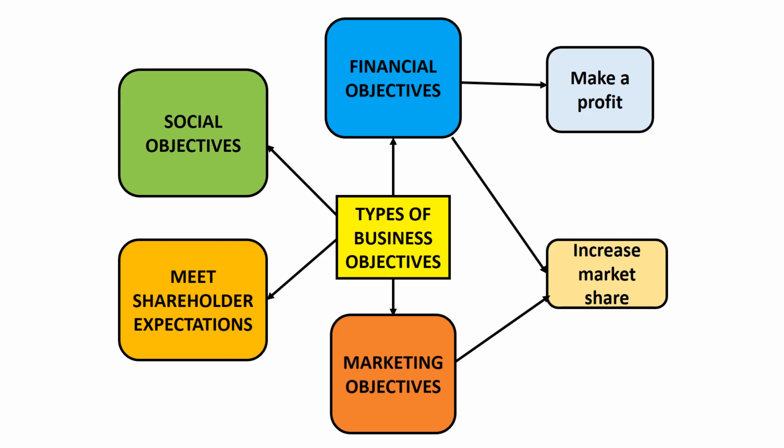objectives. For example, if a business has a social objective of reducing the amount of plastic that it uses in its packaging, then that is something that is likely to appeal to environmentally conscious customers. And environmentally conscious customers will then buy more of the products that are produced by that business. If these customers buy more of the products, then this will increase the revenue of the business, and that should also increase the profit and the market share of the business, which are financial and marketing objectives. Let's now look at each of these types of business objectives in a bit more detail.